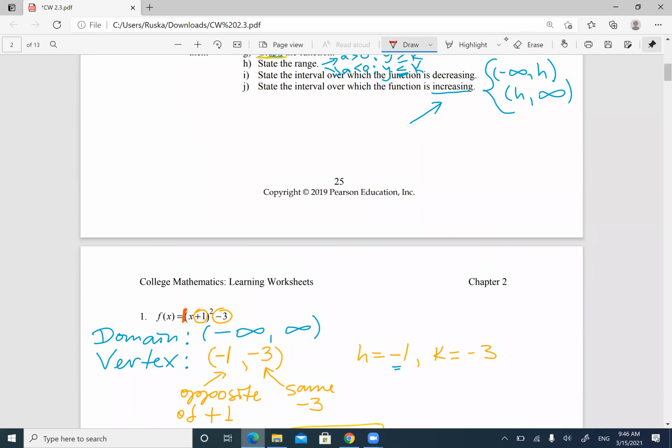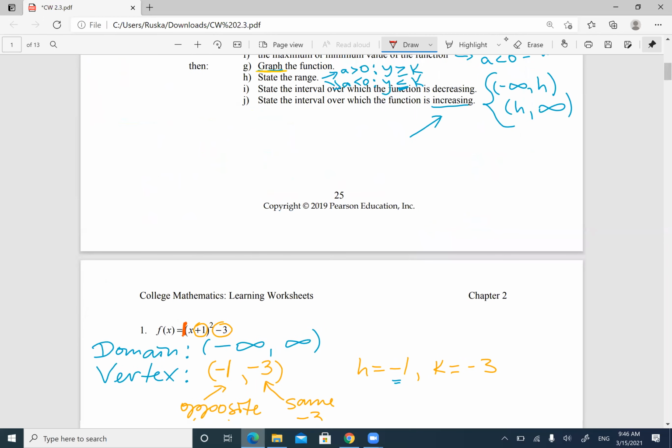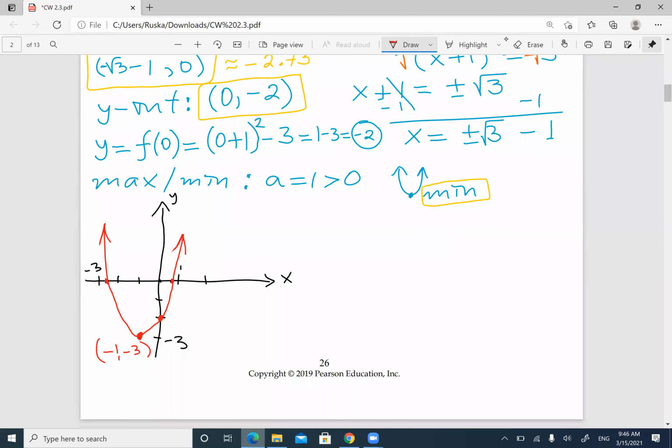And what else do we have to do? We have to find the range, and you have to find the increasing, decreasing intervals. So the range, if it opens up, the range is going to be above the graph, right? Above the vertex is the graph. So y is greater than or equal to -3. You can write it like this, or with interval notation, it's going to start from -3 to infinity. That's how you write the range with interval notation.